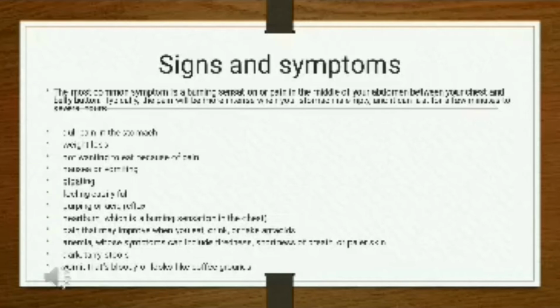Other common signs and symptoms of ulcer include dull pain in the stomach, weight loss, not wanting to eat because of pain, nausea or vomiting, bloating, feeling easily full, burping or acid reflux, heartburn, which is a burning sensation in the chest, and pain that may improve when you eat, drink, or take an antacid. Anemia symptoms can include tiredness, shortness of breath, or paler skin. Other signs are dark tarry stools and vomit that's bloody or looks like coffee grounds.